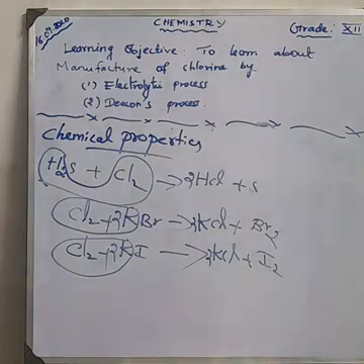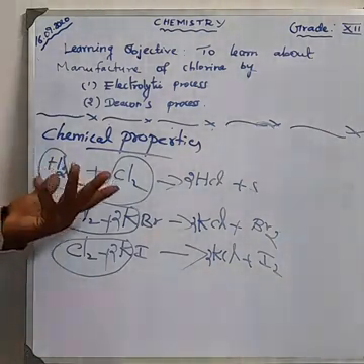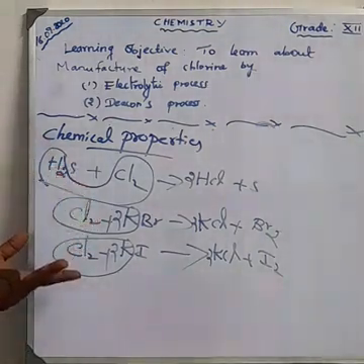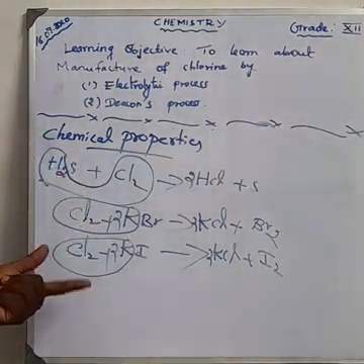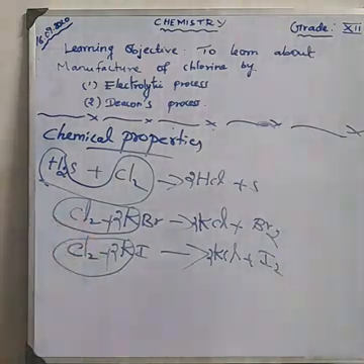Previously I told you about the reaction between metals and non-metals. What are they about the metals and non-metals? First, reaction with sodium. Chlorine combines with sodium to form sodium chloride. Then iron combines with chlorine to form iron chloride. Aluminium combines with chlorine to form aluminium chloride. And also copper combines to form copper chloride.